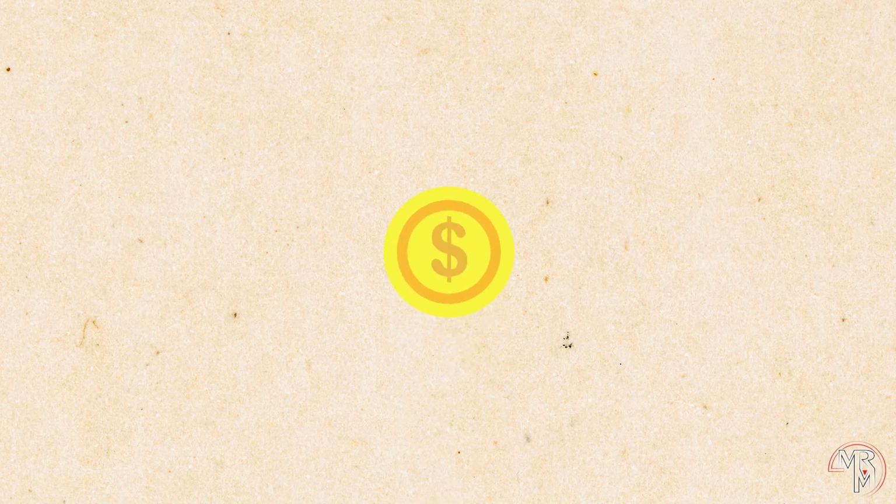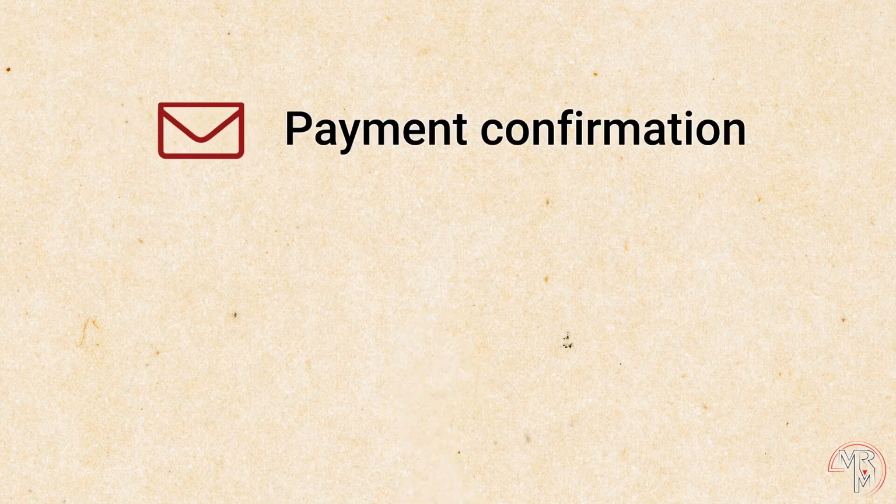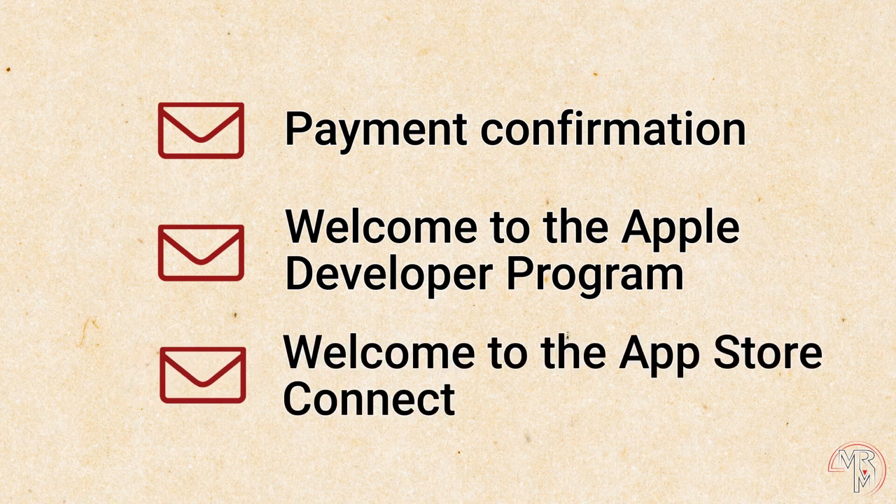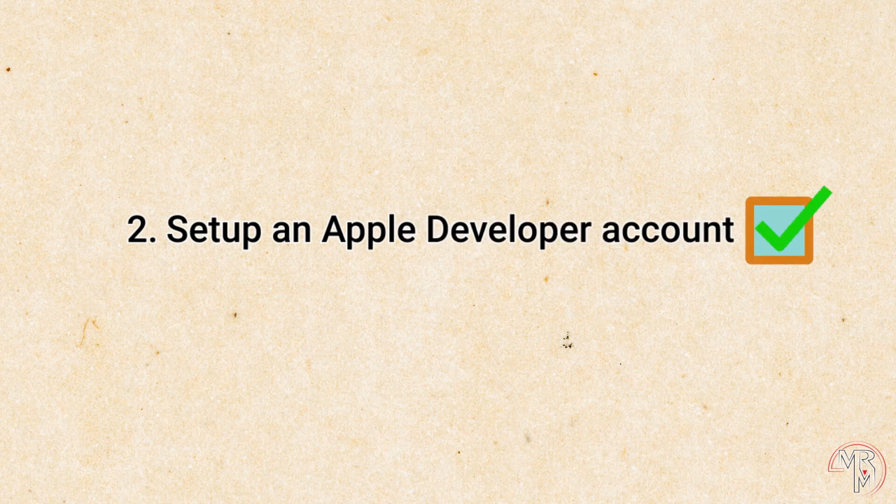Once your payment has been successfully processed, you will get 3 emails. One with a payment confirmation, another one welcoming you to the Apple Developer Program, and finally, an email that welcomes you to App Store Connect. So, step 2, complete. And here's where the easiest part of the publishing process is over.